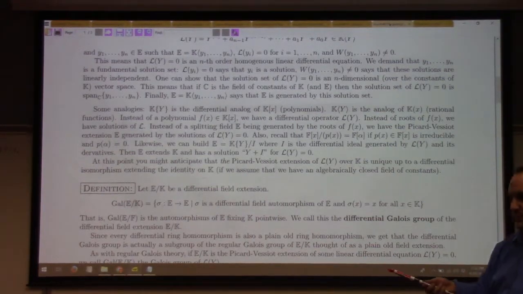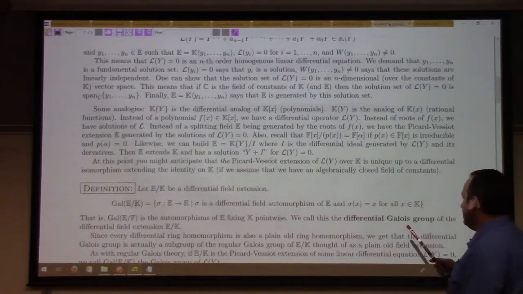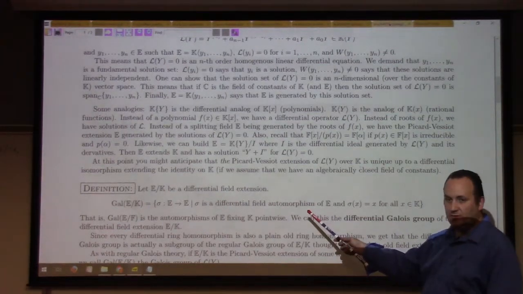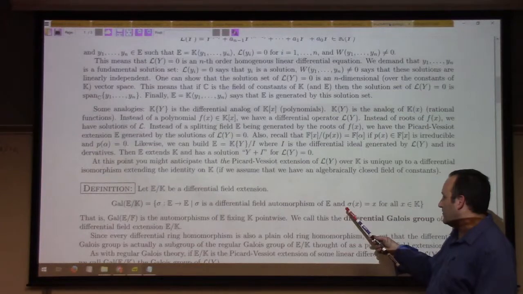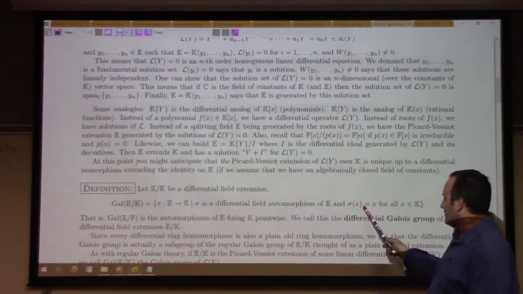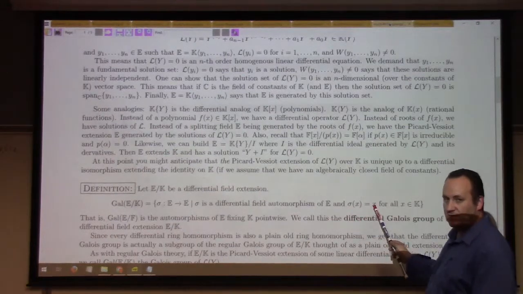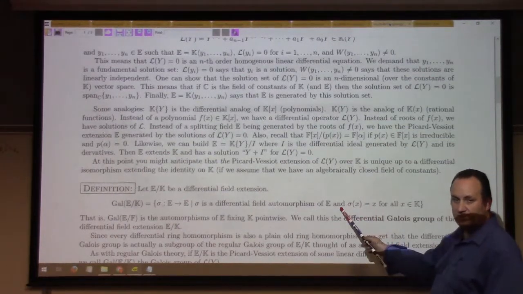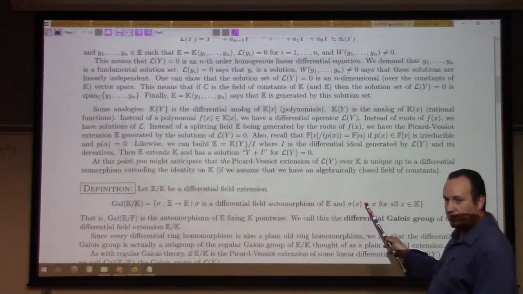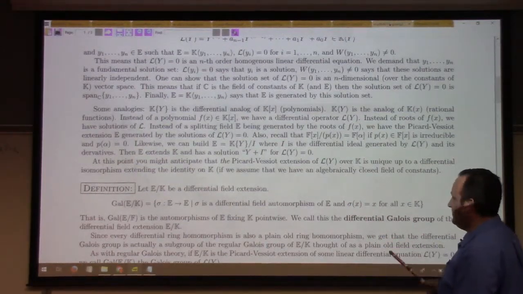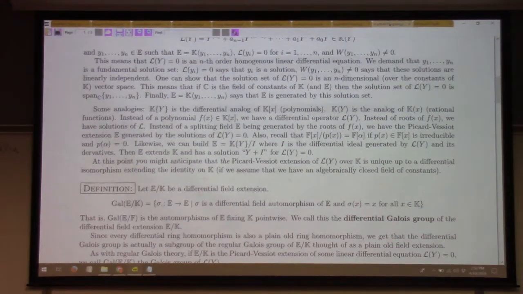It's an automorphism which not only preserves multiplication and addition, but also the derivative. It's a differential automorphism. And because we're looking at the Galois group, it also fixes the base field, right? This is just like our field fixing automorphisms. So we just have differential field fixing automorphisms for the differential Galois group. We call this the differential Galois group of the differential field extension E over k.